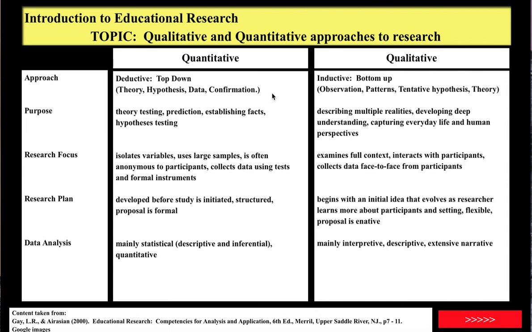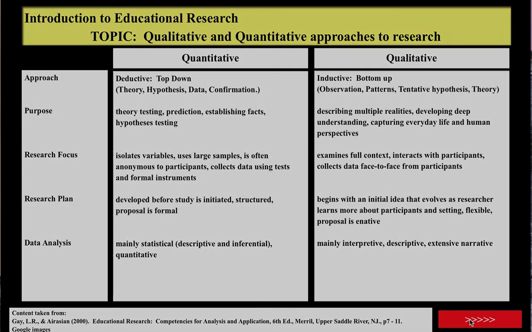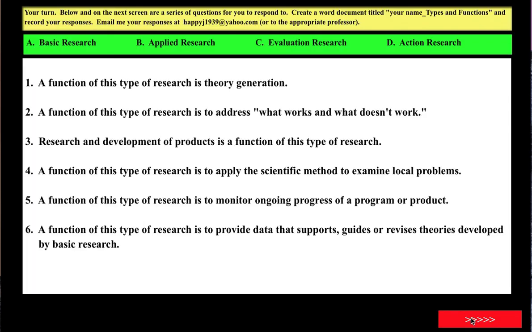Now, most of the large research that goes on now, that is federally funded with big grants, uses a combination of the quantitative and qualitative. You get a much richer look at the research landscape if both paradigms are used. Well, okay, let's move right along. Now it is your turn.